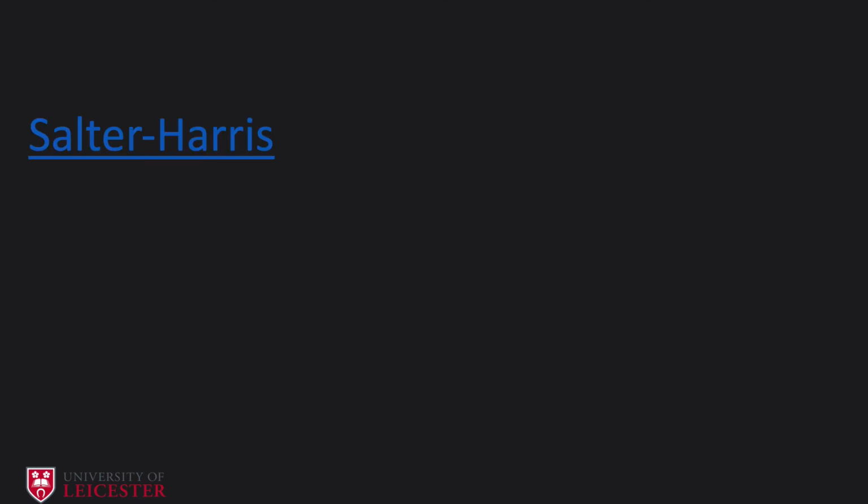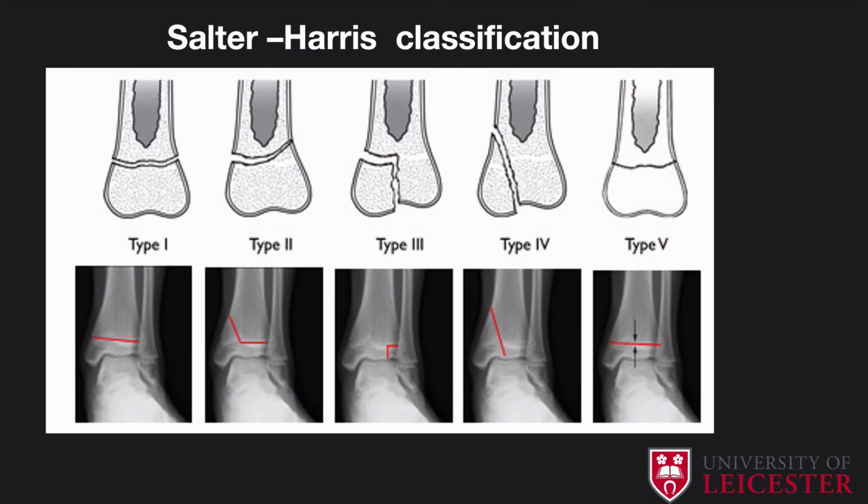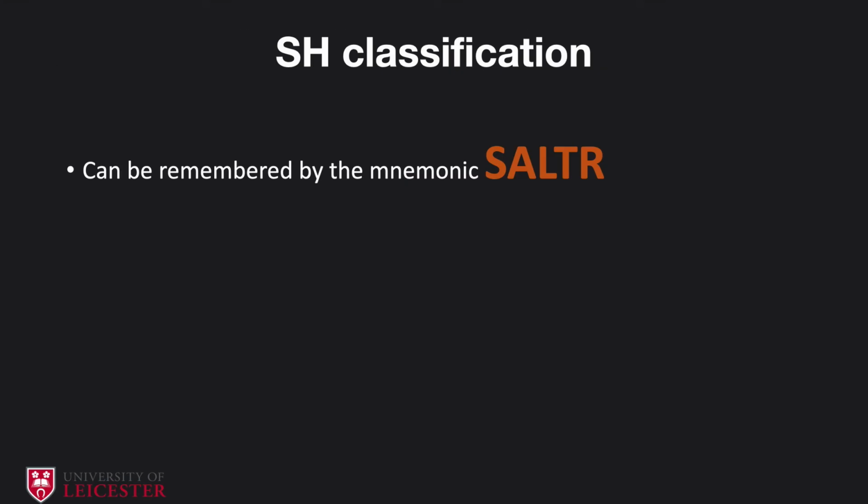The last type of fracture is Salter-Harris fracture. This kind of fracture involves the growth plate. Salter-Harris fracture is classified into 5 types: type 1, 2, 3, 4, and 5. In the next few slides, we will go through each type in detail. For easy remembering of this classification, you can use the mnemonic SALTR.